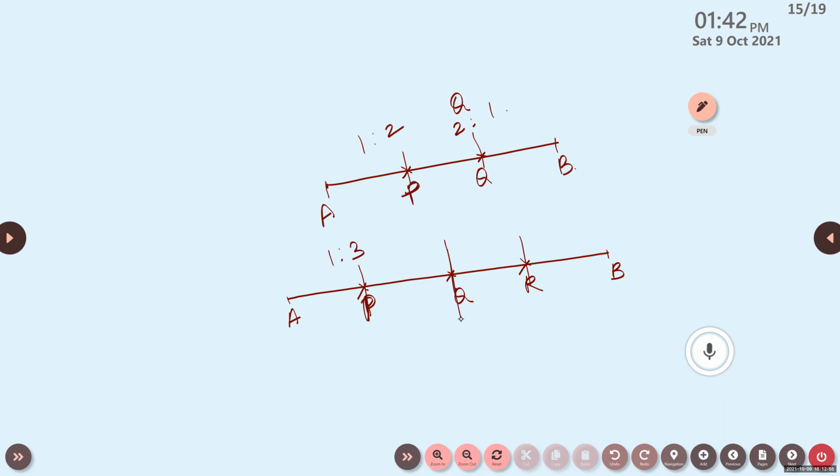What about the point Q? Q will be dividing it in the ratio 2:2. That is the same, as it is the midpoint. And what about the point R? It divides it in the ratio 3:1. Okay. Now I will share one case study question.